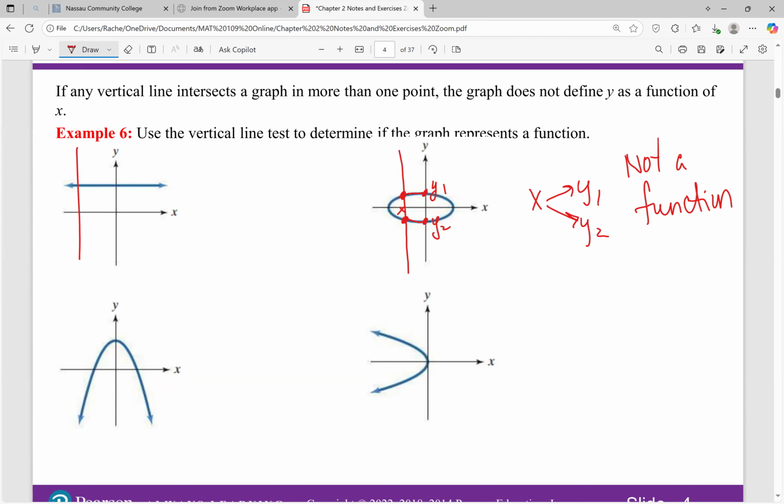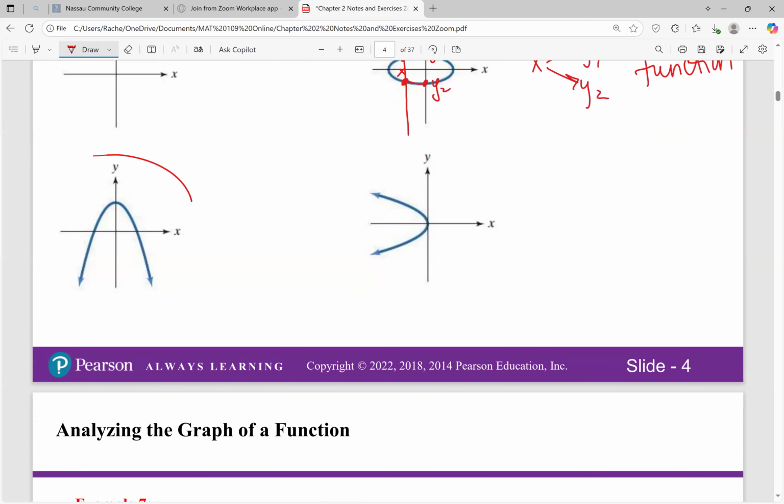I have this horizontal line, and no matter where I draw a vertical line, it only hits the graph one time. So y is a function of x in this case because it passes the vertical line test. Let's look at the graph on the bottom left. No matter where I draw a vertical line, it only hits the graph at one spot. So again, it passes the vertical line test, and y is a function of x.